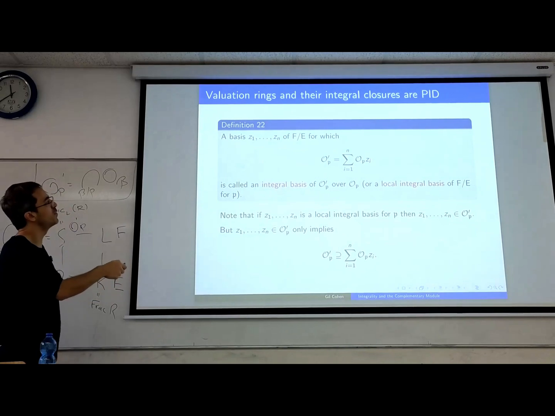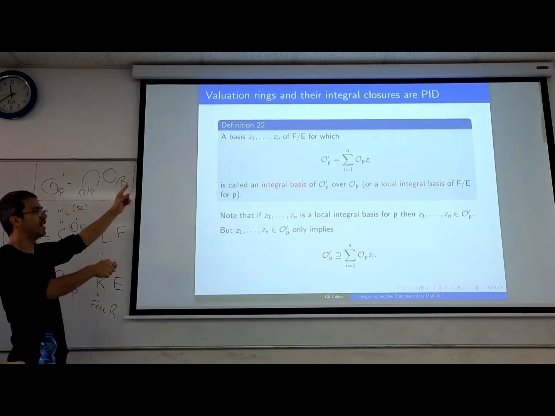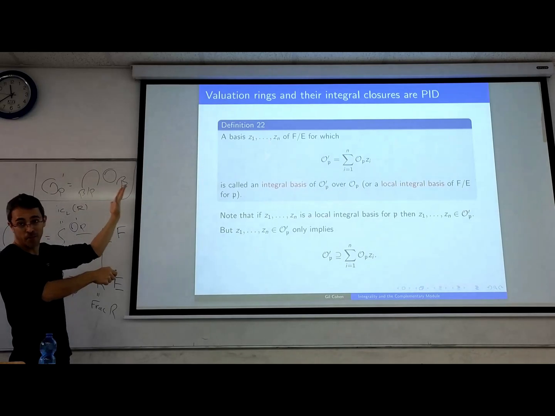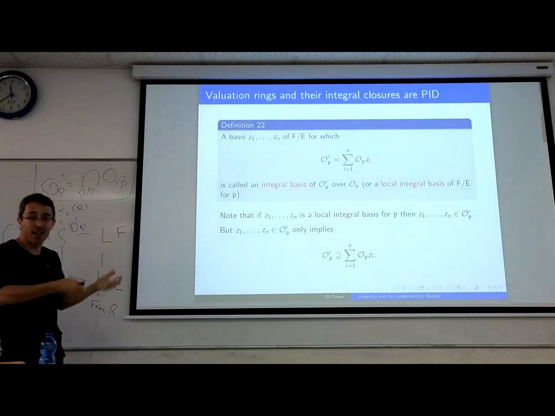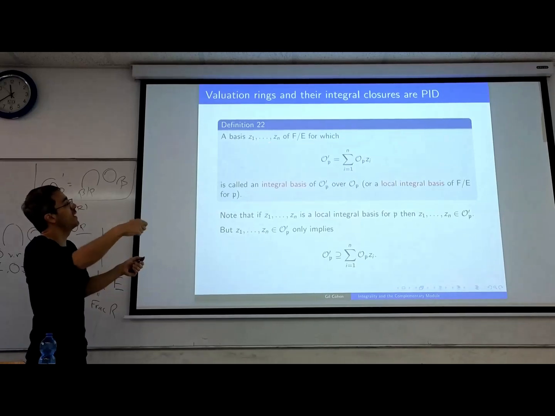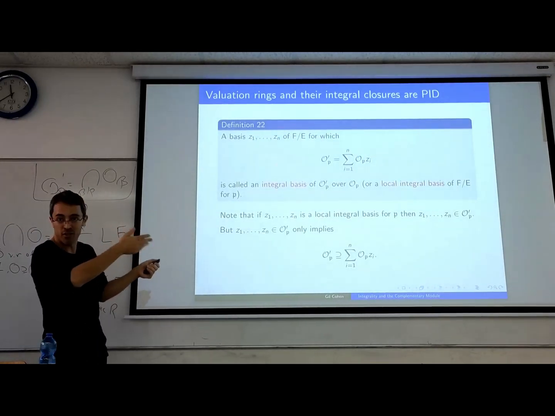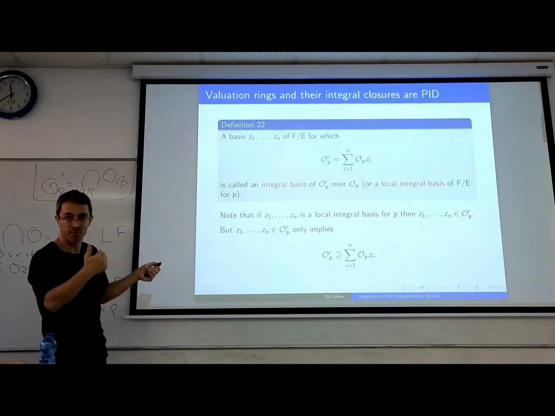right? This is a basis of F over E. When you form this initially, you were expected to multiply them by elements of E. The scalars should have come from E. That's a basis of F over E. What does it mean? It means that E times z1 plus ... plus E times zn is F. Everything in F can be written as a linear combination of these z_i with scalars from E.